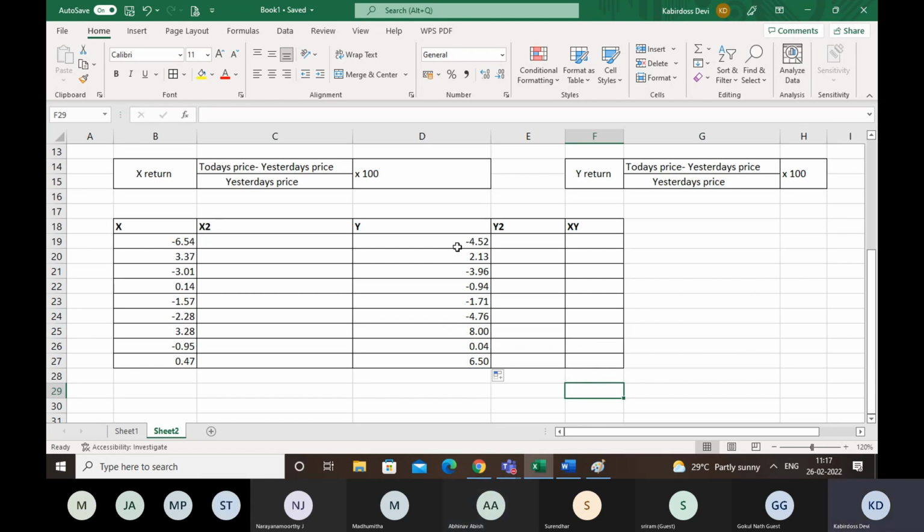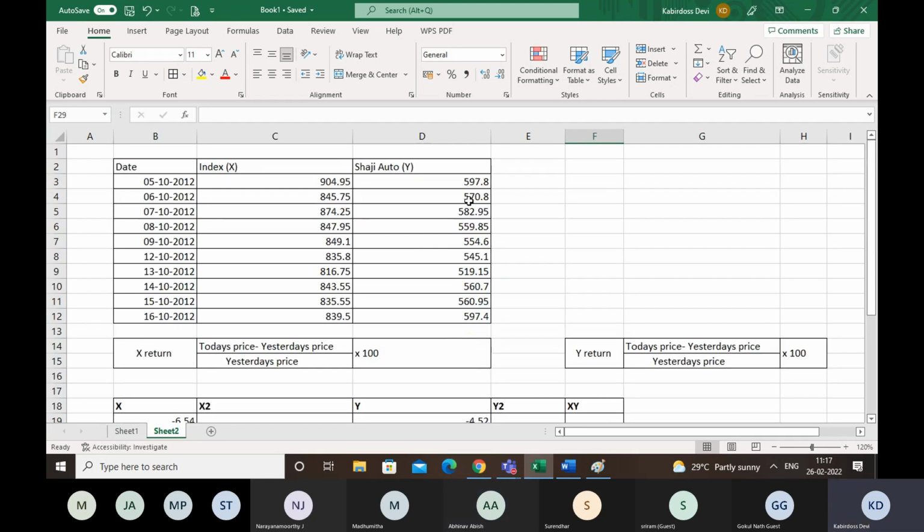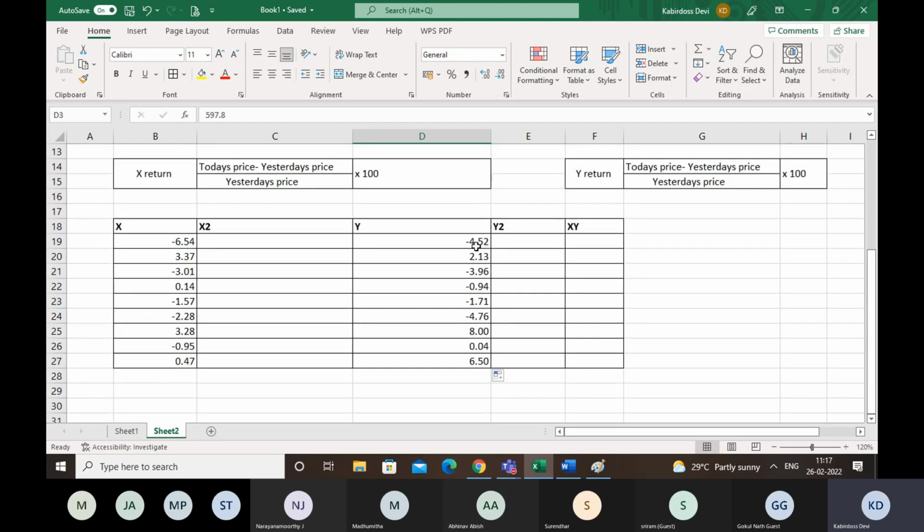Negative means today's price minus yesterday's price, right? So yesterday's price was higher and today's price was lower. You see that here 570. So today's price is 570. Yesterday's price was 597. That is why it is negative. Got it? So today's return compared to yesterday's return is negative. That is what they mean.